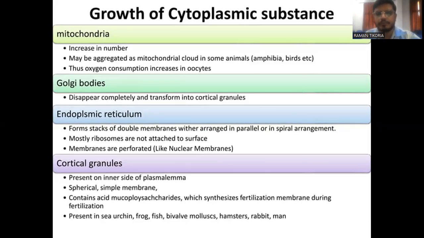Cortical granules are present inside the membrane of the plasmalemma. The plasmalemma is the cell membrane of the ovum, right? Spherical or simple membrane. It contains various mucopolysaccharides which synthesize the fertilization membrane during fertilization, right?